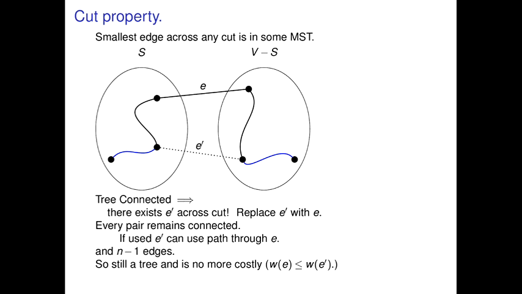Now finally, we know that the cost of this tree is no more than the cost of the original tree. The original tree was a minimum spanning tree, and now this new tree is no more costly than the old one, because the weight of E is less than or equal to the weight of E prime by the definition of E. E is a minimum weight edge across this cut. So it's still not only a tree, not only a spanning tree, it's also a minimum spanning tree.